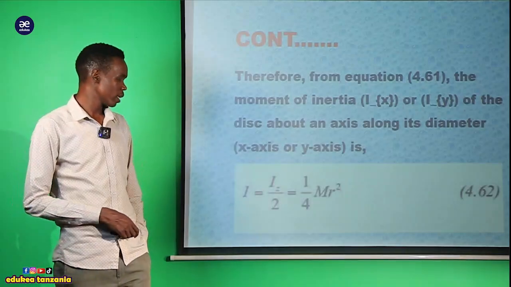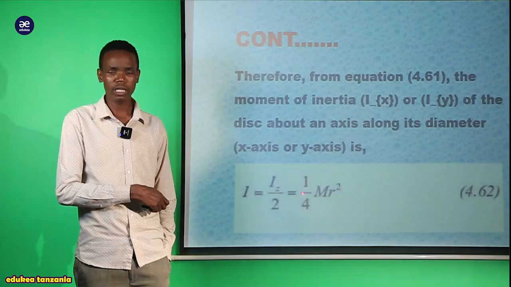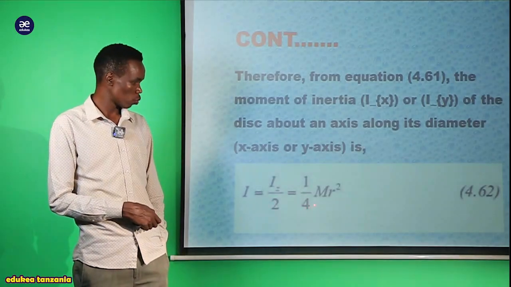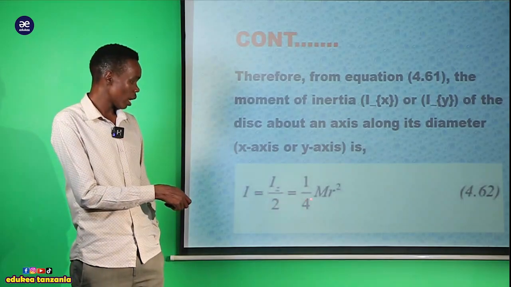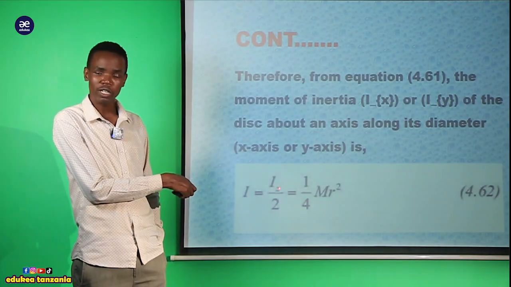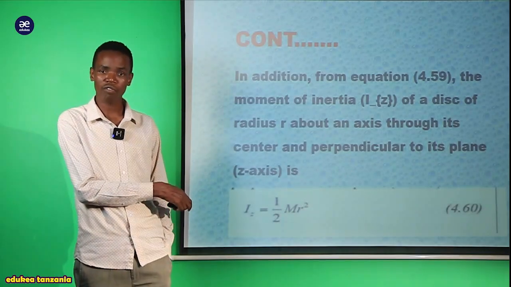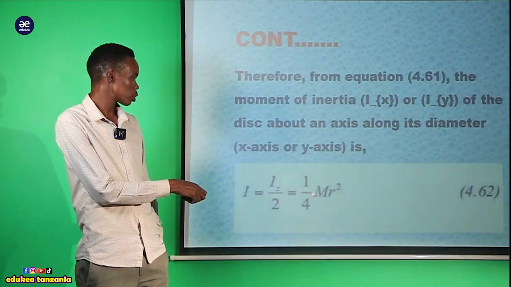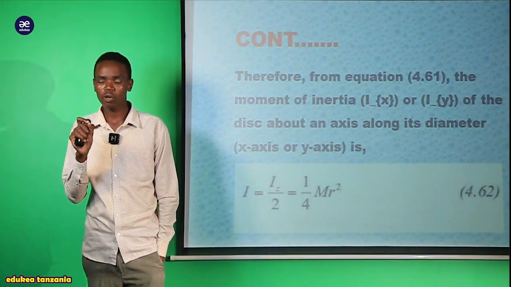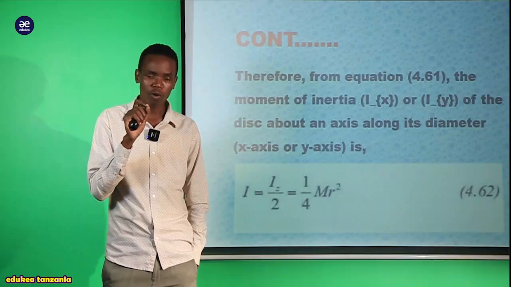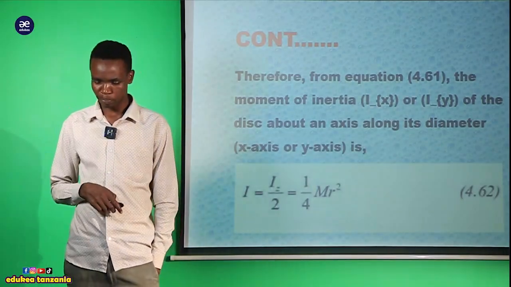Now as we observe here, the moment of inertia I must be equal to the moment of inertia along the z-axis divided by 2, which is equal to 1 over 4 mr square. Why do we get this value? We know that the moment of inertia along the z-axis, as we demonstrated here, is equal to a half times mr square. So if you substitute here, you will find that the moment of inertia must be equal to 1 over 4 times mr square along the diameter.